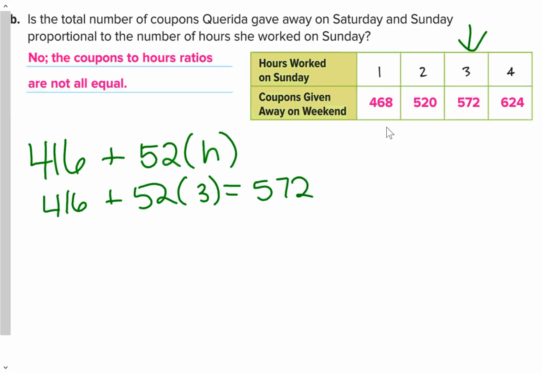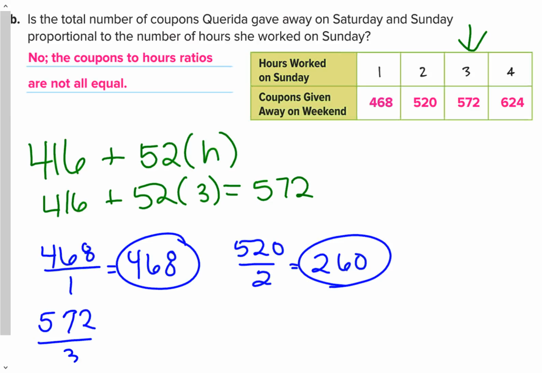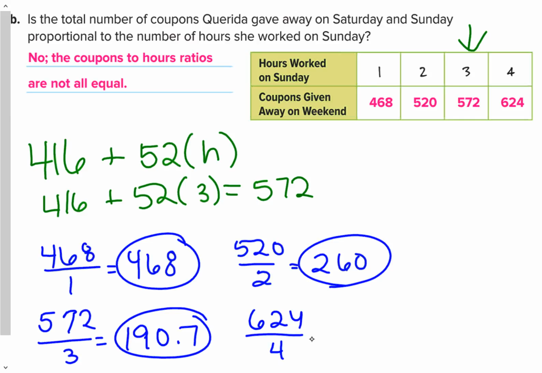All right, so now again, we're just going to set up our ratios. So 468 divided by 1, that was 468. 520 divided by 2, and that equals 260. So you can already see that these ratios are not equal. Sometimes I like just to check all of my ratios just to make sure, but once you see one that doesn't match up, you already know it's not going to be proportional. So these are all the ratios. So no, the coupons to hours ratios are not equal.